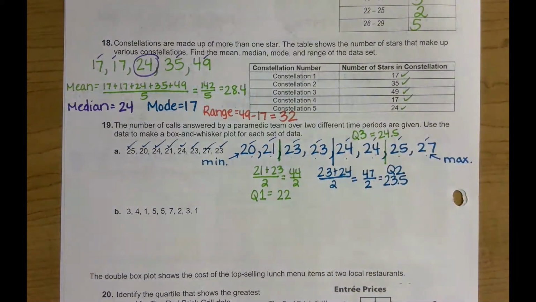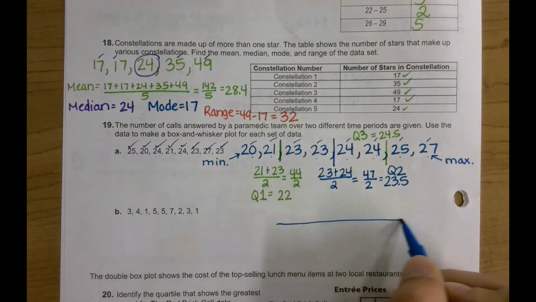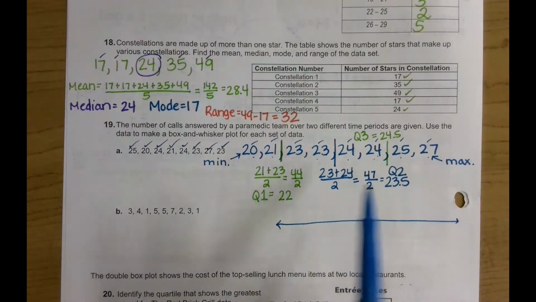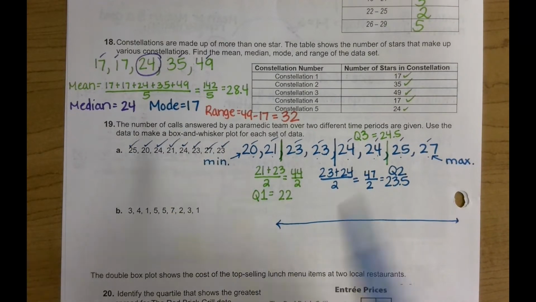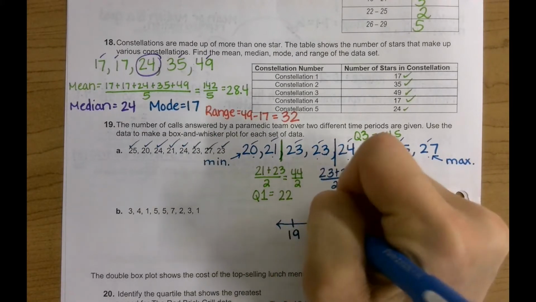All right, now we can make our plot, which now I feel like I ran out of room, but I'm going to make this work. So you want to draw your number line first. Start your number line a little less than the smallest number in your data set. So if 20 is my minimum, I'm going to start at 19, counting by ones.